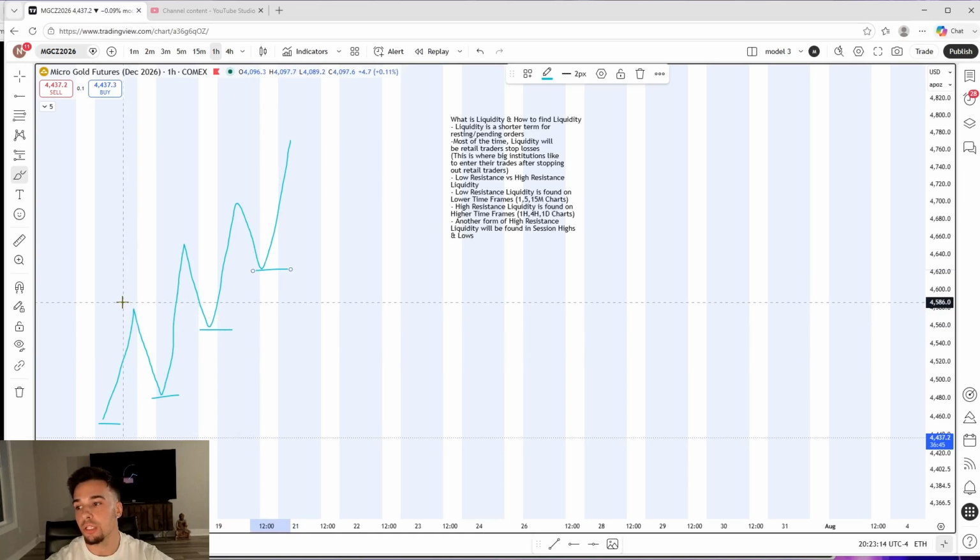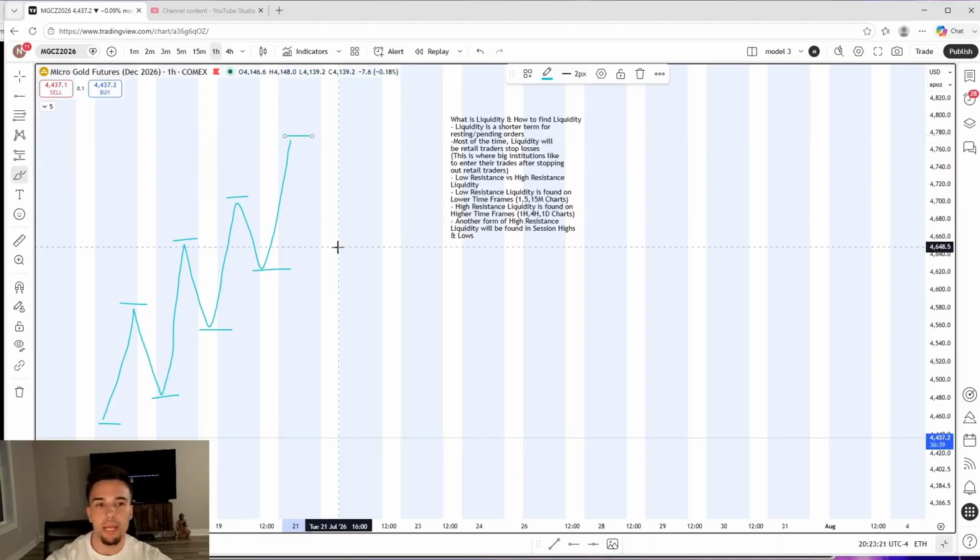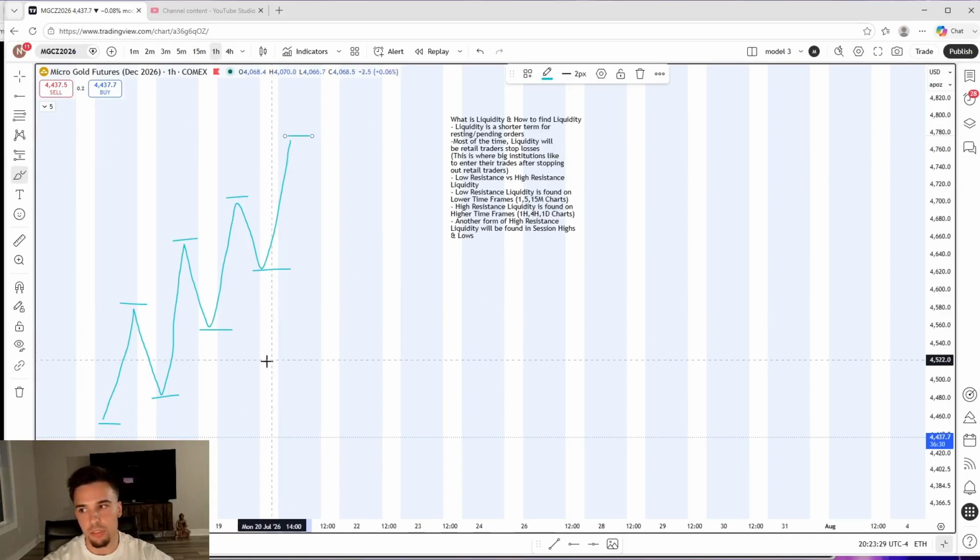There's also liquidity found at every high point. And why is there liquidity on both sides? Because retail traders are usually on both sides of the spectrum at the same exact time. As buy orders are getting filled, sell orders are also getting filled, and that's why we see these up and down movements in a bullish market.